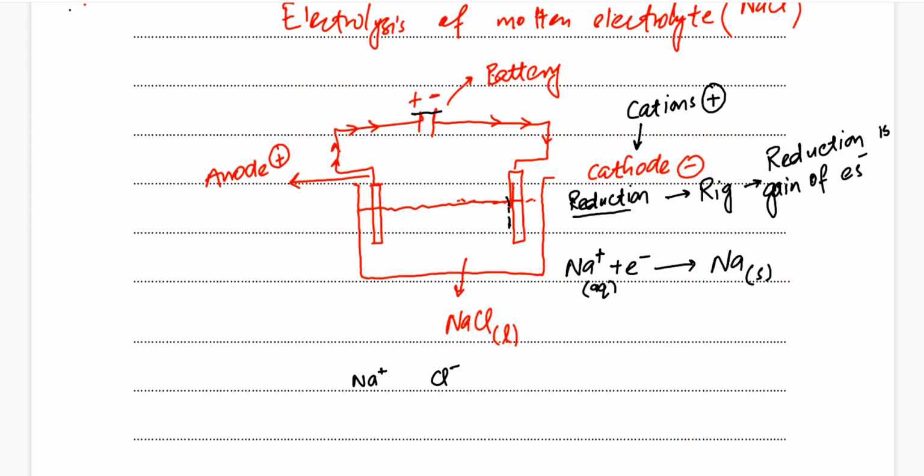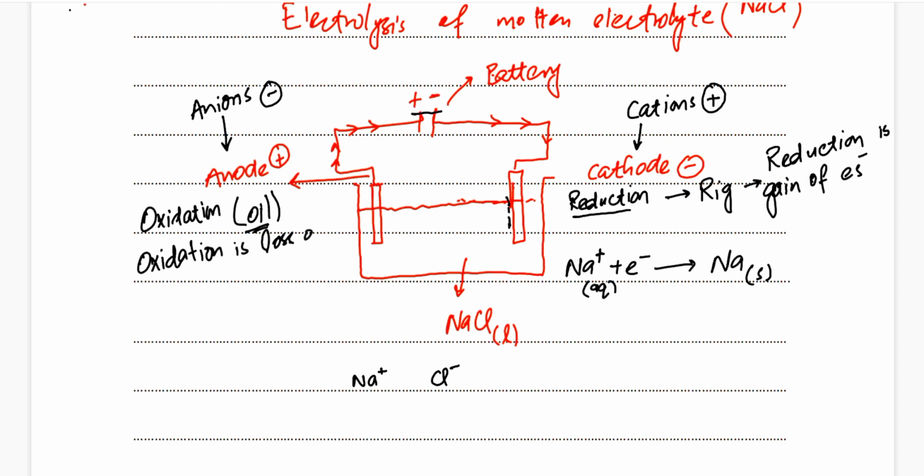Okay, being the solid. On the anode, you know that the anode has a positive charge, so anions will move towards the anode. Okay, anions have negative charge, so in this way there will be a force of attraction between the opposite charges. So on the anode, we know what happens. Oxidation takes place. And oxidation is OIL: oxidation is loss of electrons. I am just adding to explain it a bit more.